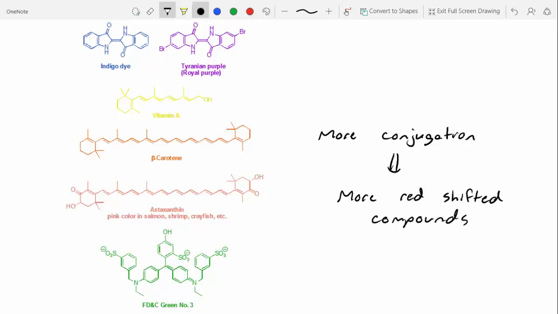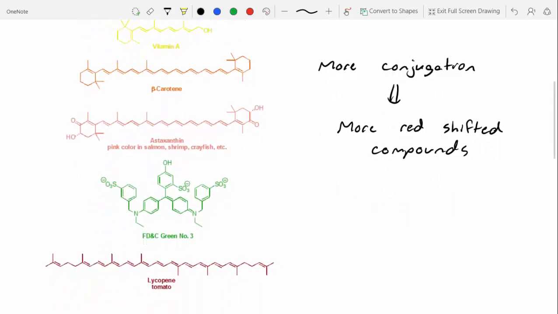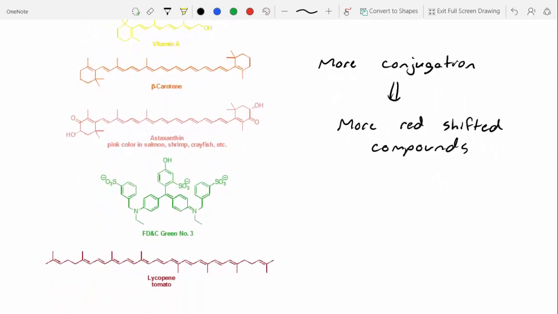So you can clearly see with vitamin A to beta carotene to the shrimp dye that we're going more and more red. So we went from yellow to orange to red just by adding in more and more double bonds. I apologize that vitamin A is so hard to see. The main thing too is you can even see with lycopene in tomatoes that if you add even more and more double bonds, you can go all the way deep into the red region.